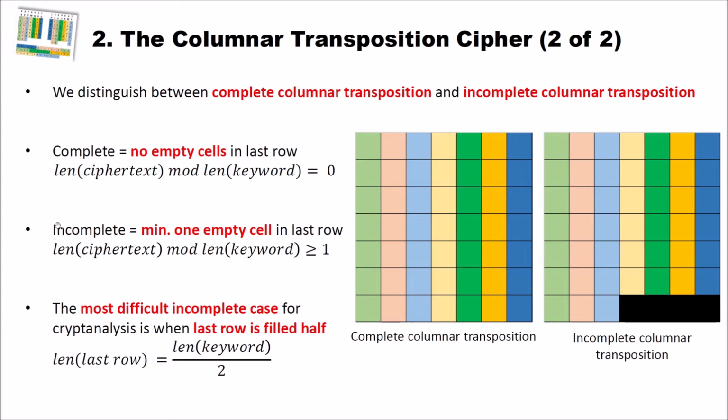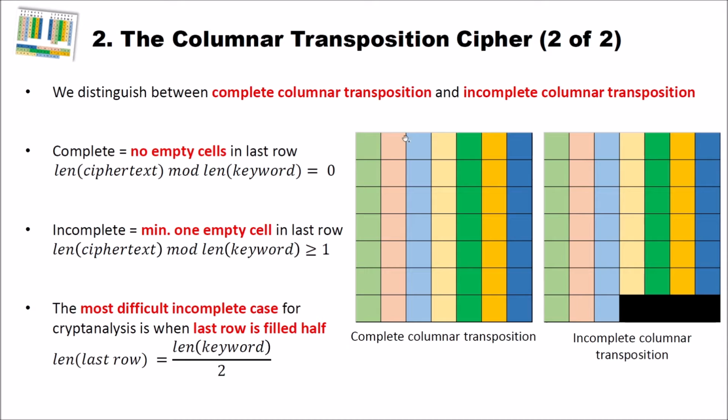And then we have the incomplete columnar transposition cipher, and here a minimum of 1 empty cell is in the last row. And that means that the length of the ciphertext modulo the length of the keyword is greater than or equal to 1. As you can see here on the right side, the last 4 cells, or the last 4 letters, are left empty, and that is why we call this an incomplete columnar transposition. And the most difficult incomplete case for cryptanalysis is when the last row is filled by half. That means that the length of the last row equals the length of the keyword divided by 2. This makes this cipher more difficult to break.